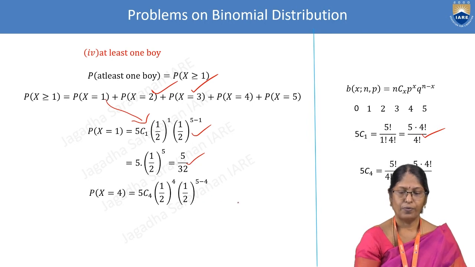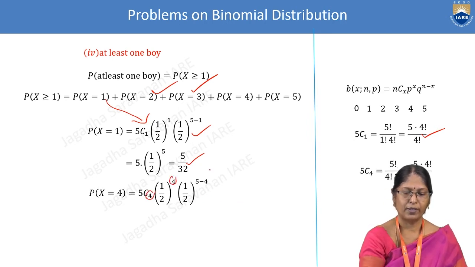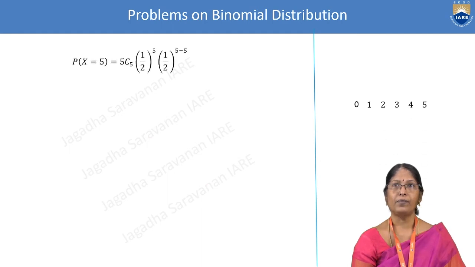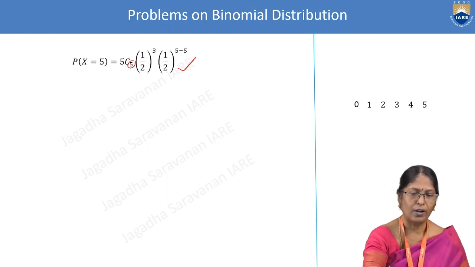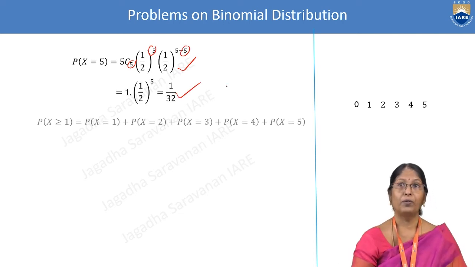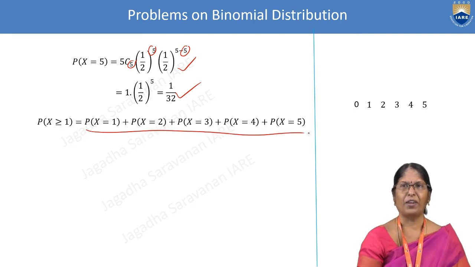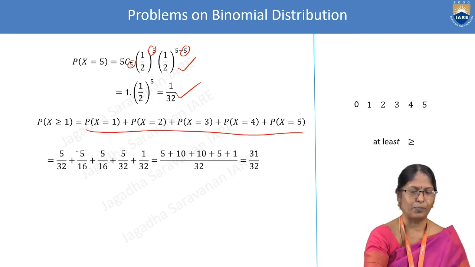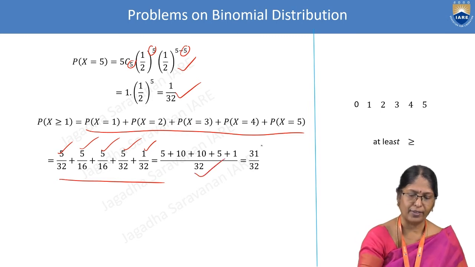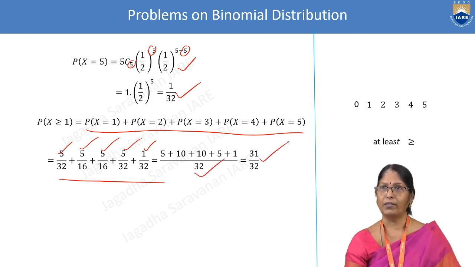X equal to 4, we know it. Here x equal to 4 is dominating. So 5 by 32. X equal to 5, 1, 2, 3. We got 1 by 32. So it is a very long way. All the values we substituted, 1, 2, 3, 4, 5. 5 times the binomial distribution formula we applied. We have taken the LCM. We got 31 by 32. It is a very long method.